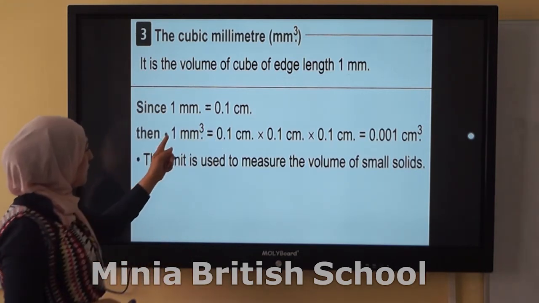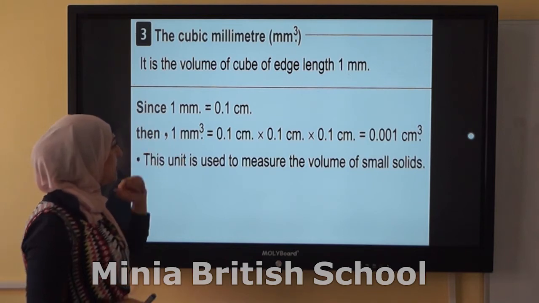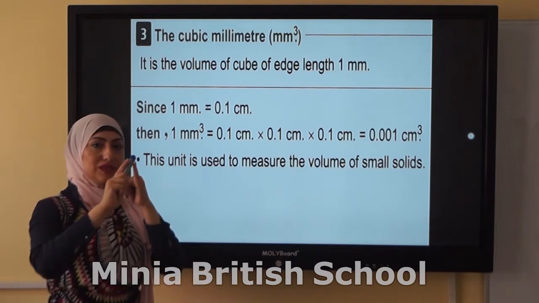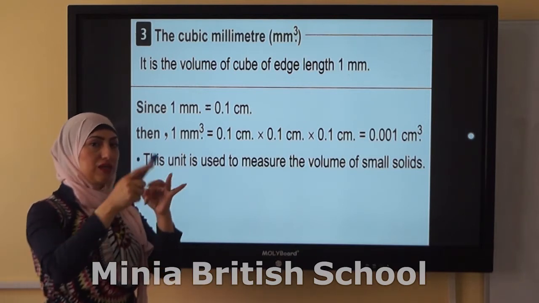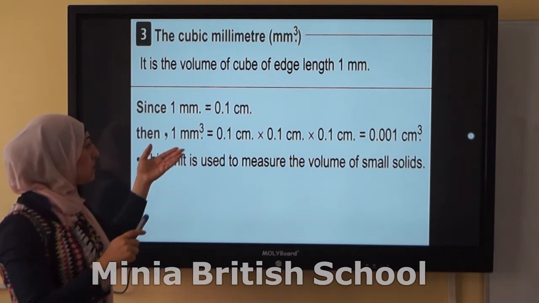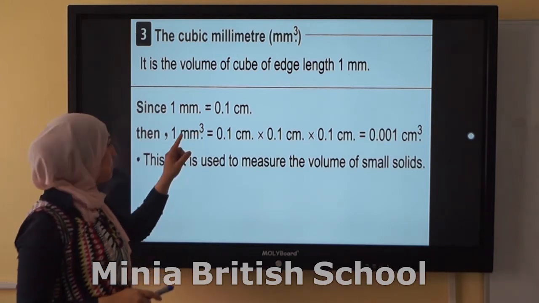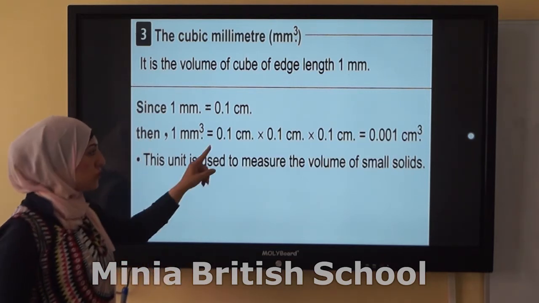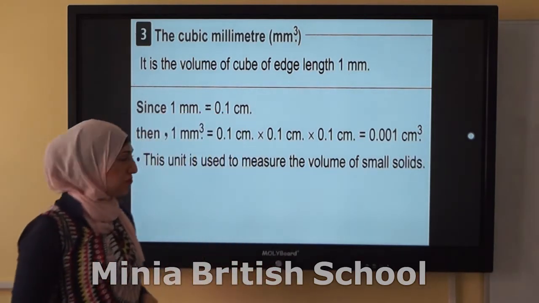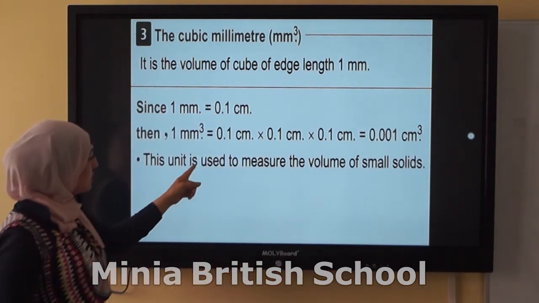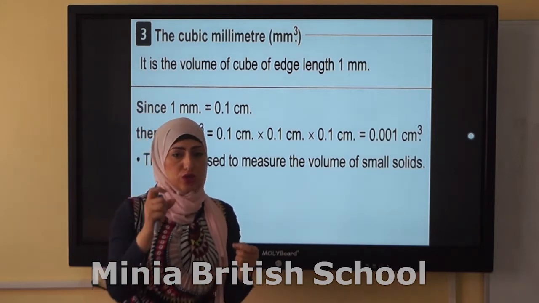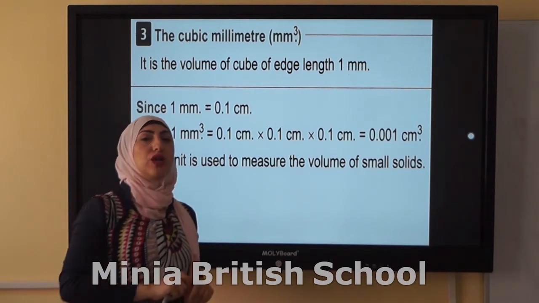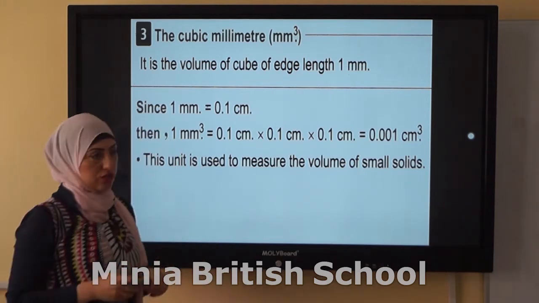So here, I want the cubic millimeter. It means I divide by 10, then divide by 10, then divide by 10. It means I divide by 1,000. 1 divided by 1,000 means 0.001 cubic centimeter. This unit is used to measure the volume of very small solids. I use the millimeter to measure very small units or solids.